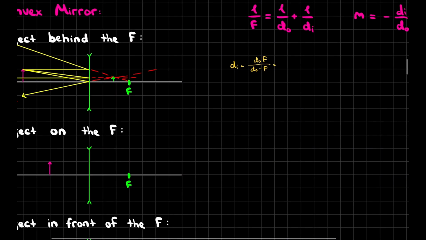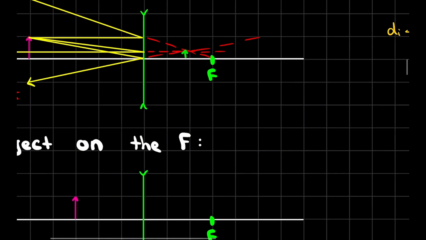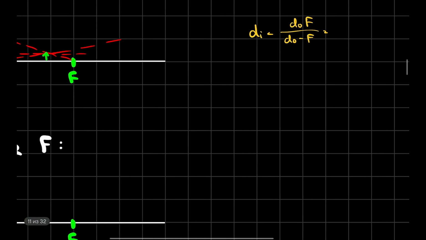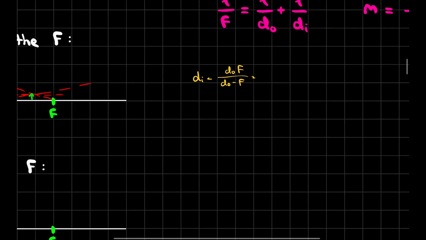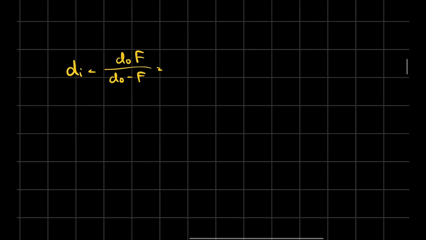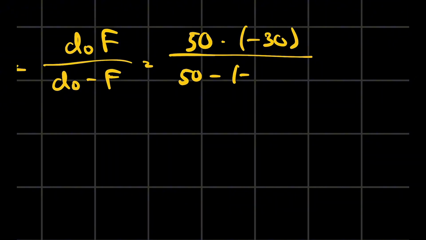The focal length is negative 30. Negative 30, as I have told you, because it's a convex mirror. It diverges outwards, that's why it must be minus. The distance of the object is 50, and the focal length is negative 30. This is 50 multiplied by negative 30, over 50 minus 30.